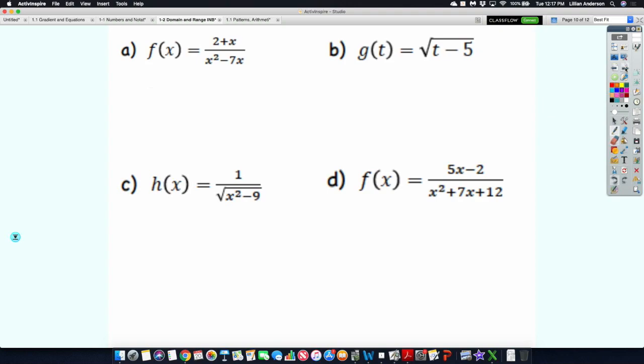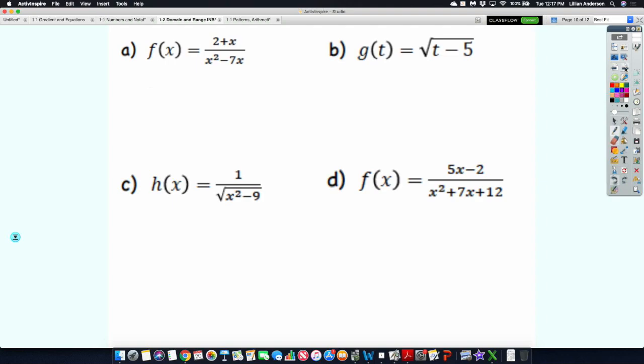So what we're going to do is look at 6 examples, and that's going to be it for this page and for the notes, to make sure you guys are okay with finding the domain algebraically. So let's look at A together.